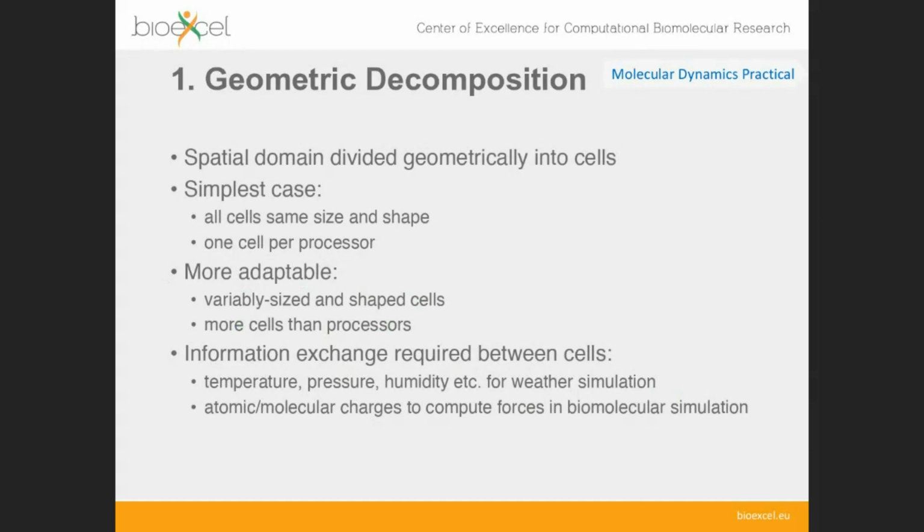So in the simplest, naive case, you chop things up, everything the same size, and you just assign one chopped up bit, one cell, per processor or per core.